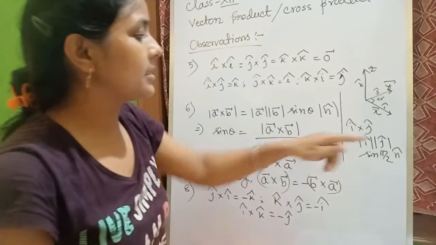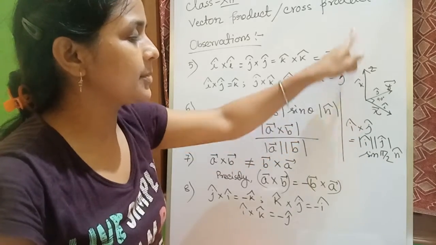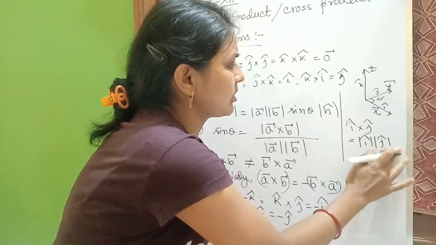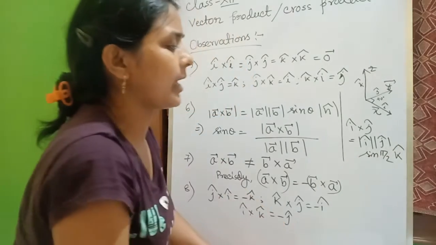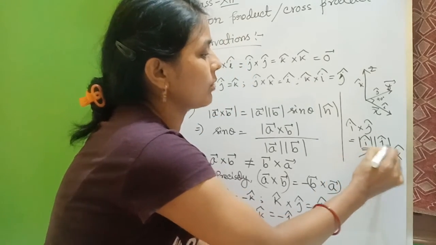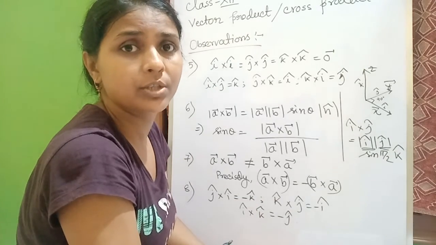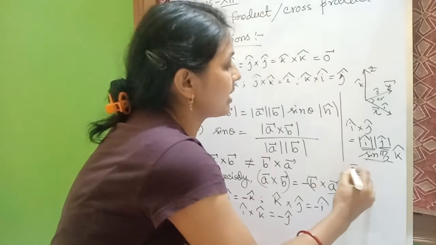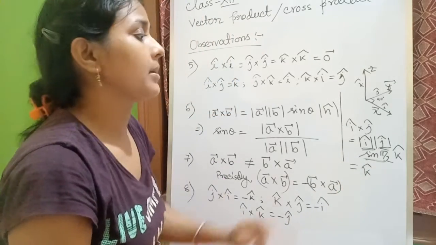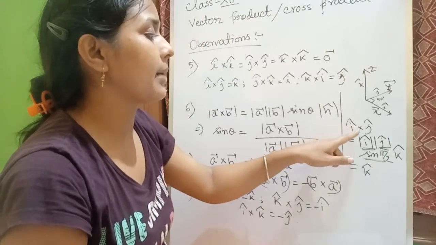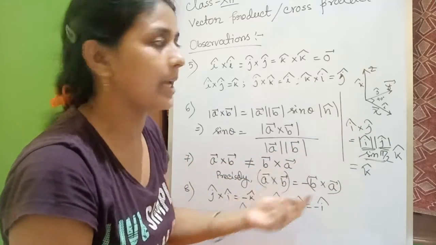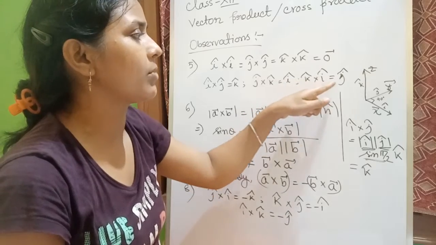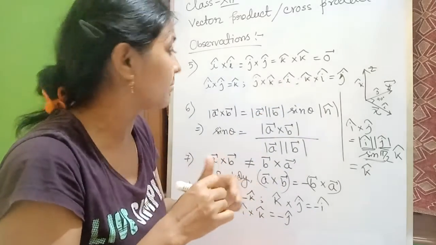Now this n cap is the unit vector in this perpendicular direction, and already we know this is k cap. That means in place of n cap we can write k cap. These two moduli are 1 because a unit vector's modulus is 1. Sine pi by 2 is also 1. So what is left? We are left with k cap. That means I cap cross j cap equals k cap. Similarly, j cross k equals I cap, k cross I equals j cap, just in a cyclic mode.